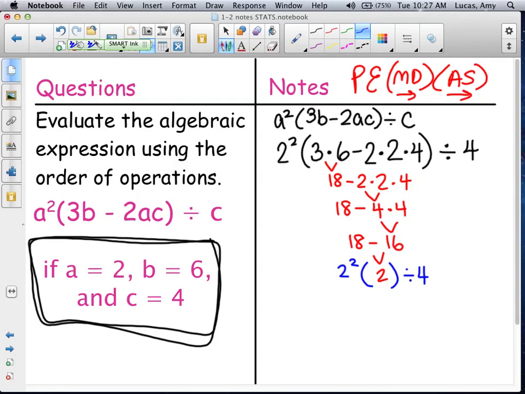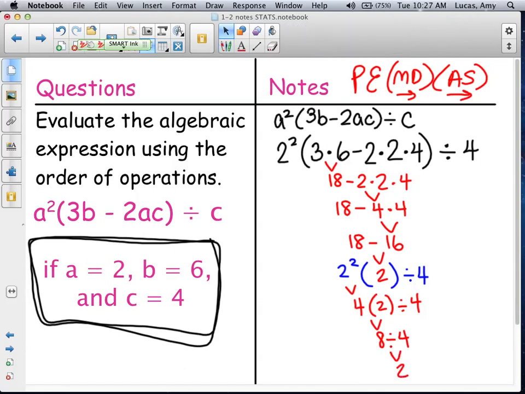Okay, now I need to do my exponent next. 2 squared is 4. Now I can multiply and divide from left to right. 4 times 2 is 8. Divided by 4 is 2. So my final answer is 2.